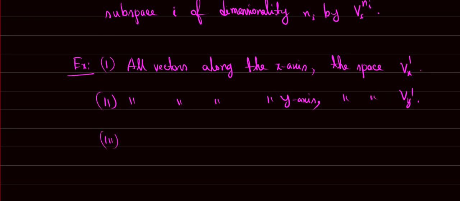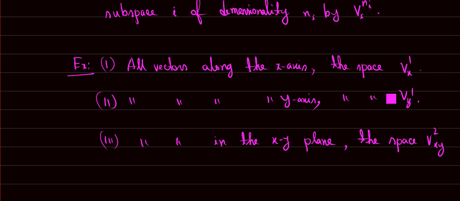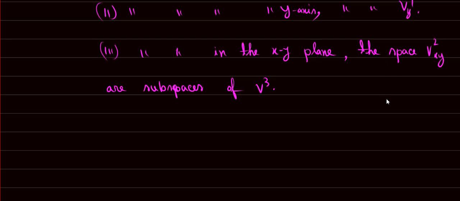Another example could be all vectors in the xy plane. All these vector spaces are subspaces of our three-dimensional vector space. So this is the definition of subspaces and some examples of subspaces.